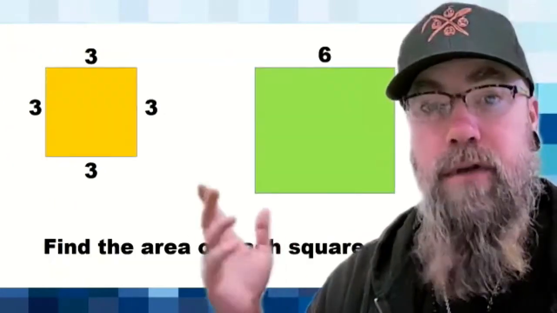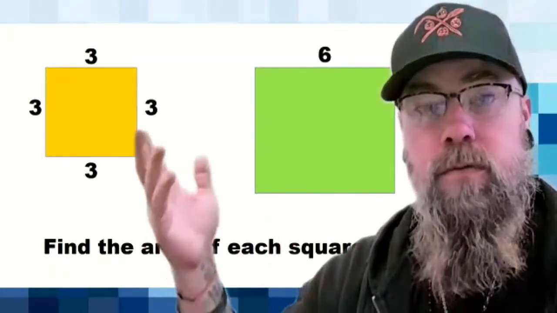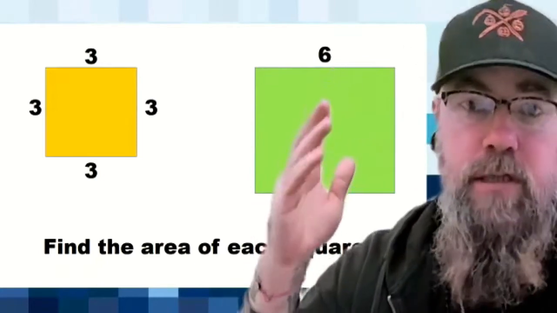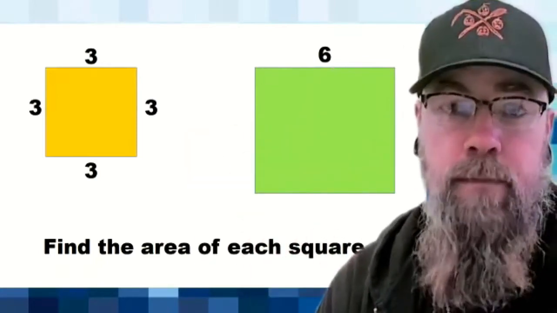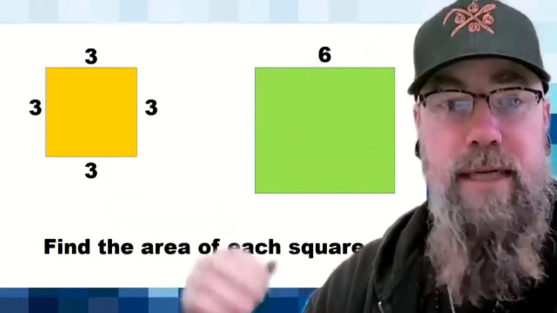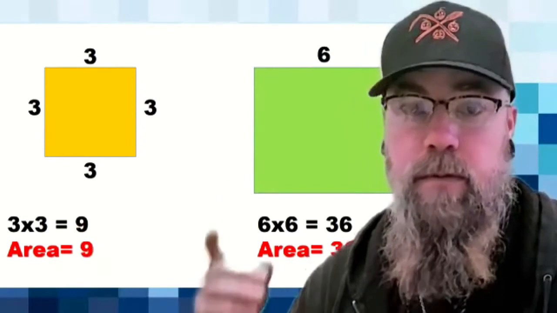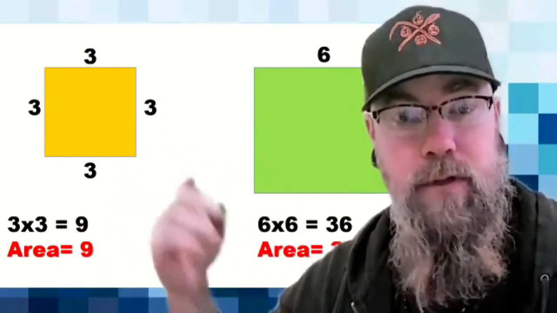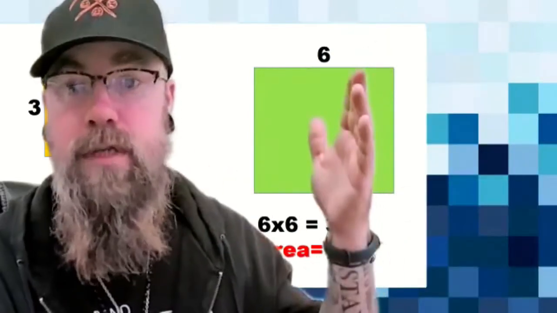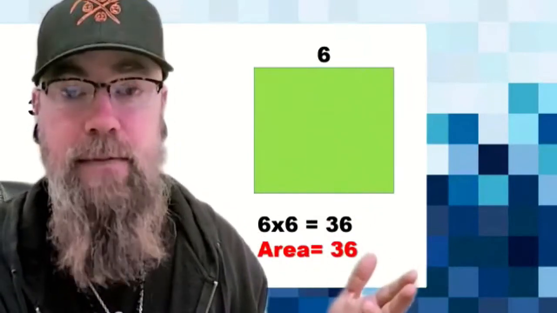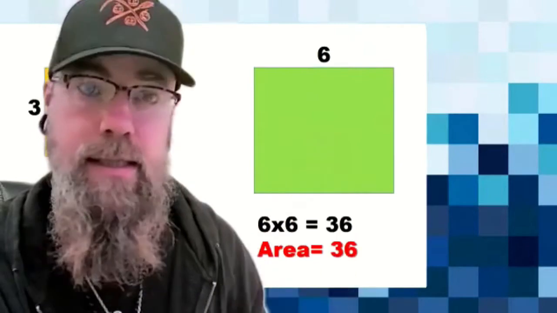So let's find the area of these two squares. In this example, we have all sides of 3. In this example, they only give us one side of 6, but we know that all sides are 6 on this square. So what we're going to do, multiply the base times the height. So we take the base of 3 and the height of 3, multiply those together. 3 times 3 is 9 for the area of this square. For this square, we know the side is 6, all sides are 6. So 6 times 6, which is the base times the height, is 36 for the area inside this square.